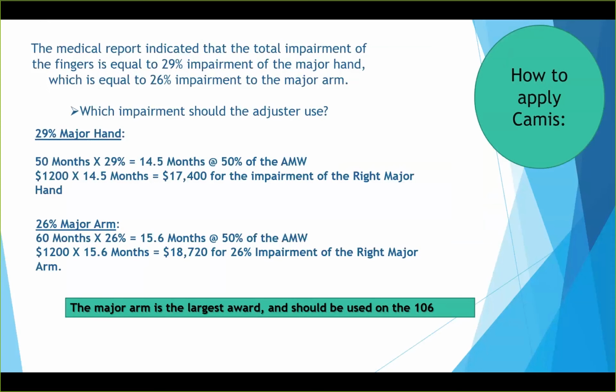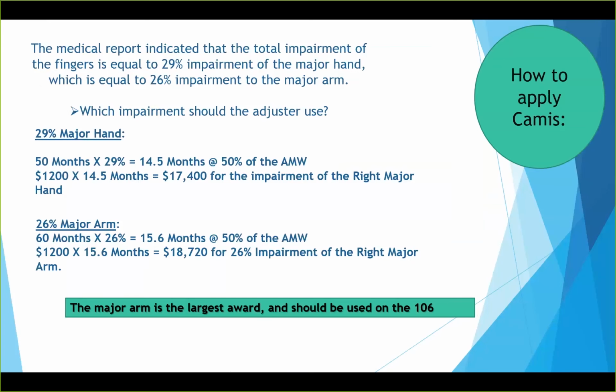Multiplied by the 29% impairment gives you 14.5 months of entitlement at 50% of the average monthly wage for a total award of $17,400. Moving on to the arm, we have a 26% impairment.